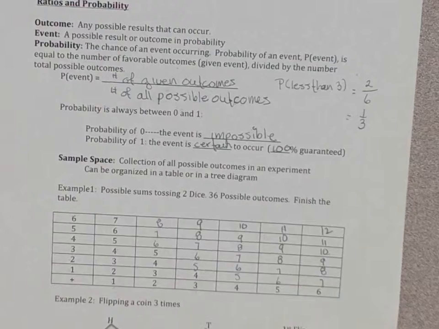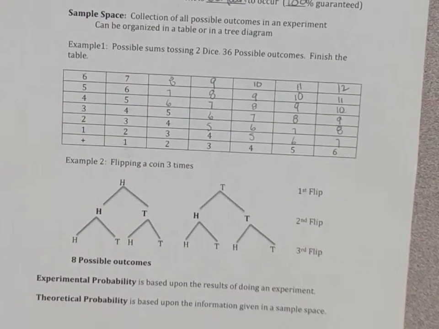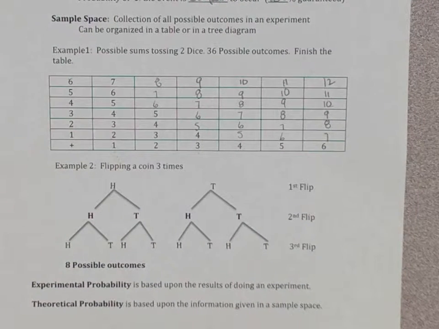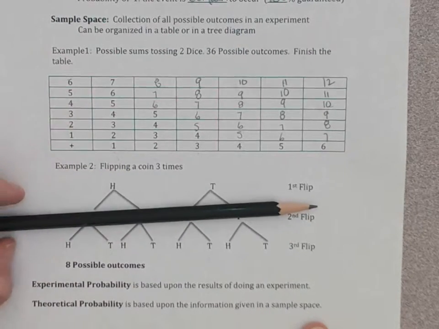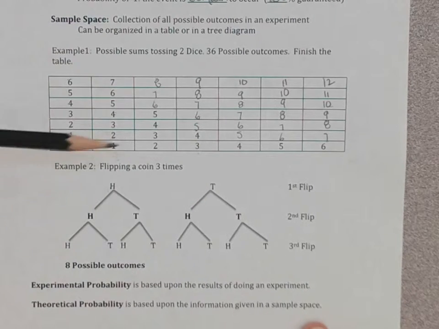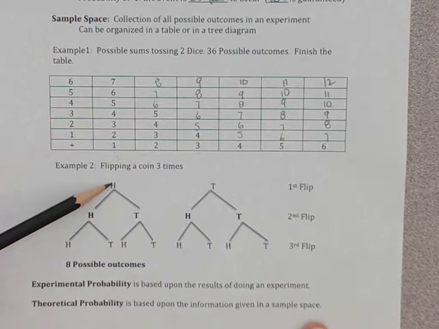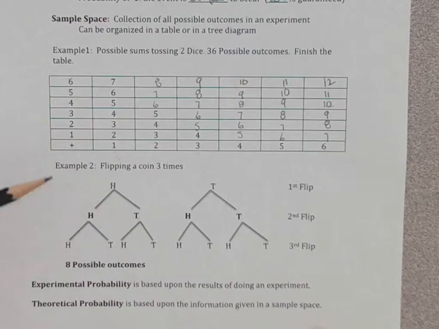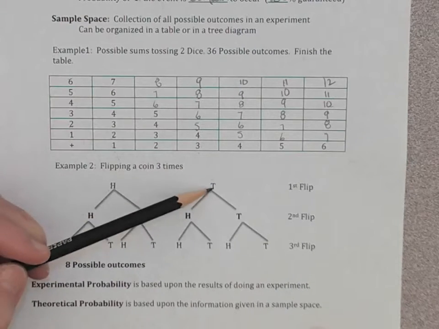Another way of doing this is to make a tree. So you can make a tree like this. And this one is an example of flipping a coin. When you flip a coin, you have a possibility of getting a head or a tail. So the probability of getting a head on one toss would be 1 out of 2. If we toss the coin twice, then we could get a head for the first one and a head for the second one, or we could get a head for the first one and a tail for the second one. Or we could get a tail for the first one and a head for the second one, or 2 tails.